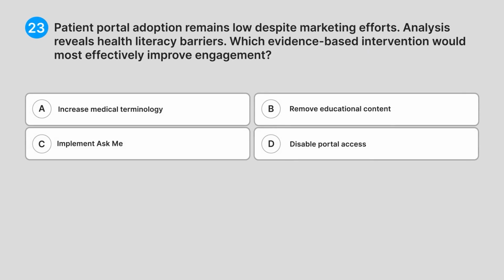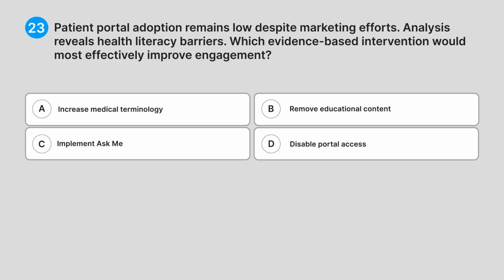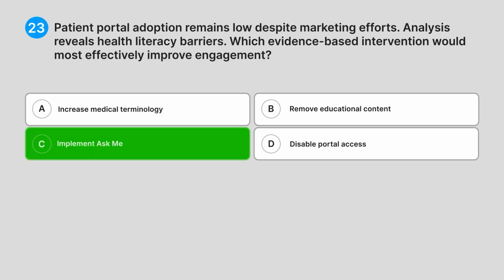23. Patient portal adoption remains low despite marketing efforts. Analysis reveals health literacy barriers. Which evidence-based intervention would most effectively improve engagement? A. Increase medical terminology. B. Remove educational content. C. Implement Ask Me 3. D. Disable portal access. Can you guess the answer? Correct answer, C. Implement Ask Me 3.